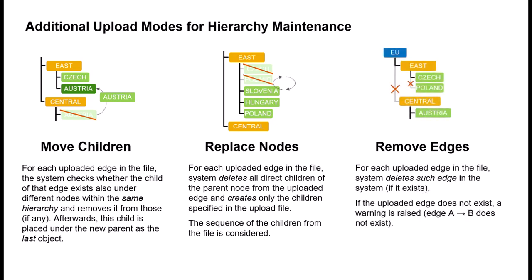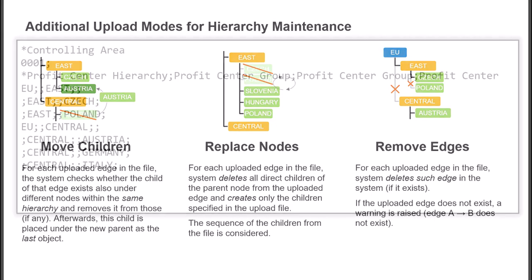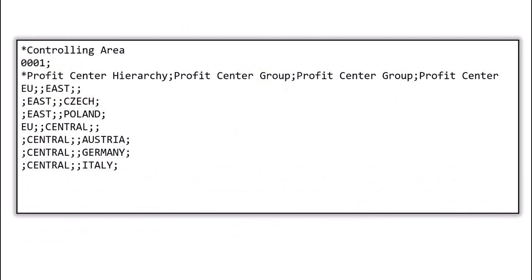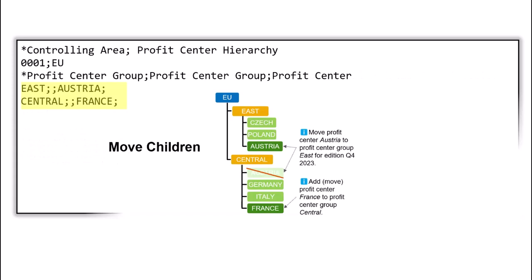With the Remove Edges mode, for each uploaded edge in the file, the system deletes this edge in the system if it exists. There will be a warning if it does not exist. For this demo, I'm going to use the mode Move Children. Using the current hierarchy data as input, I adjust the file content so that Austria has the new parent East and France has parent Central.